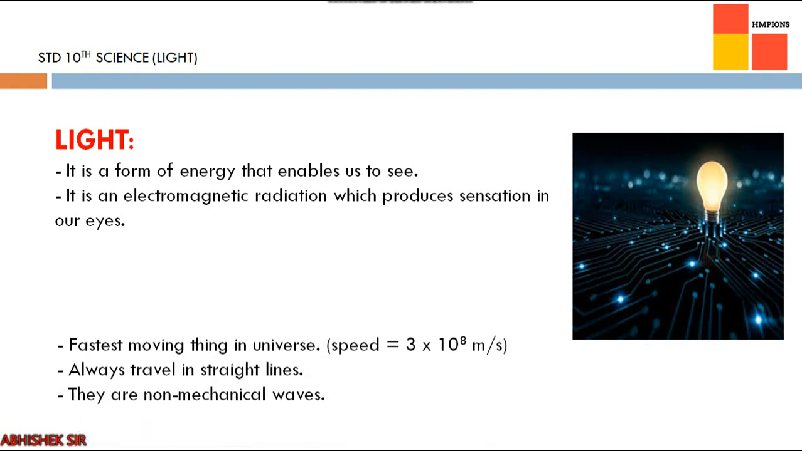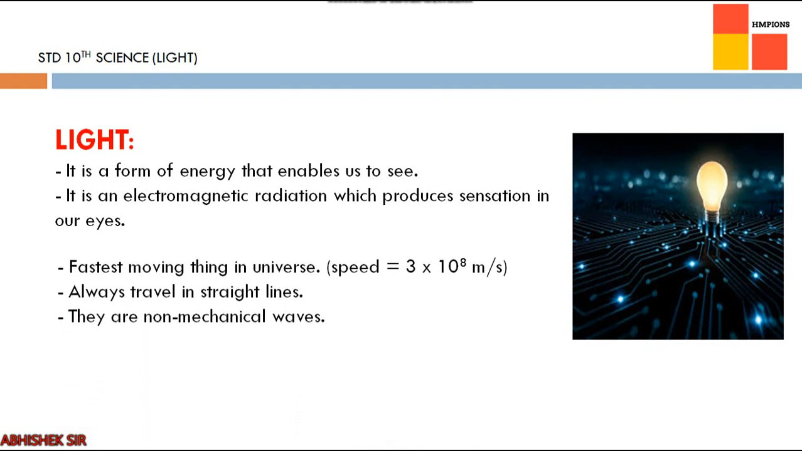Now, various properties related to light. First of all, it is the fastest moving thing in the universe. The speed is about 3 into 10 raised to 8 meter per second. Imagine the fastest thing in the universe. Light always travels in straight lines. Lights are non-mechanical waves. What do you mean by non-mechanical waves? They do not require any medium to travel.